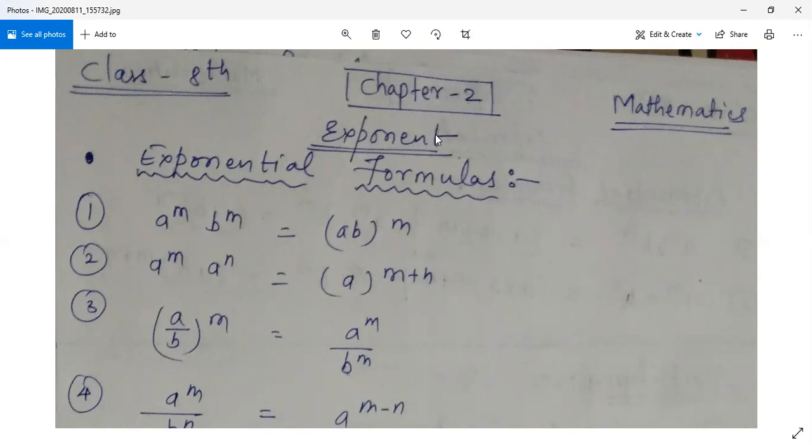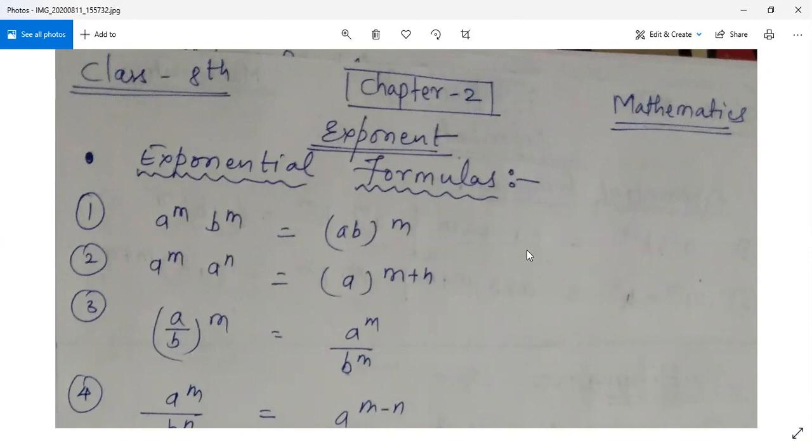Okay, so first we will try to know about the formulas which are used in exponents. In your previous classes also, you have already learned about exponents. What are exponents? What are exponential formulas? Today we will revise those exponential formulas.